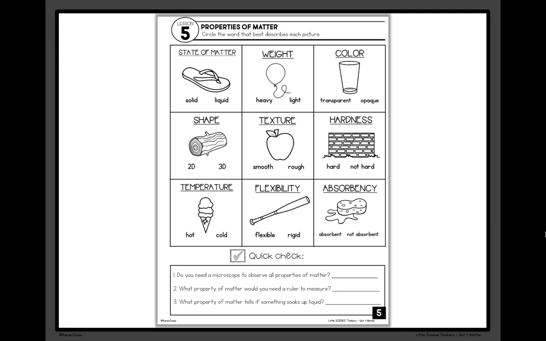The states of matter. Okay. So your job is to go ahead and write or circle the state of matter. All right. So is this solid or liquid? Is that flip-flop solid or liquid? Okay. Is that weight heavy or light of that balloon? Down here, is this sponge absorbent or not absorbent? Is that temperature hot or is that cold?